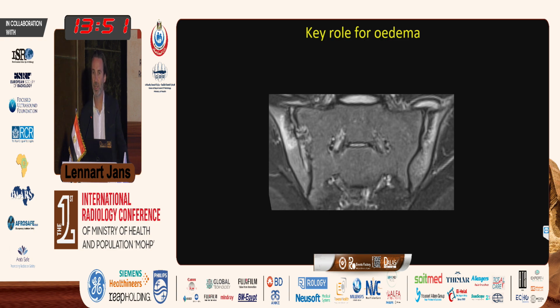So what does a typical image look like? Well, it looks like this. We can see that there is extensive bone marrow edema on both sides in the iliac bone. And if you have a good look, then you can see that on the left side, on the top, there is a bulging of the capsule. So this is called capsulitis. So this for sure is a patient with active sacroiliitis.